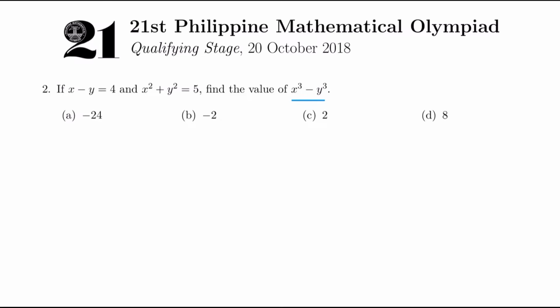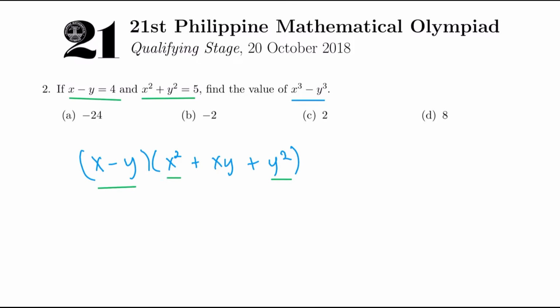So x cubed minus y cubed can be factored as x minus y times x squared plus xy plus y squared. Taking a look at the given, we have x minus y to be 4 and x squared plus y squared to be 5. So this part is okay. We do have an issue though: we don't know what xy is. That's no problem. We should be able to get xy just by being creative in our solution. That's what algebraic manipulation is about.